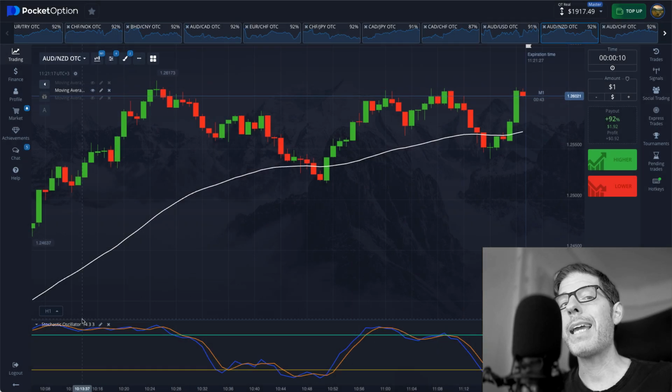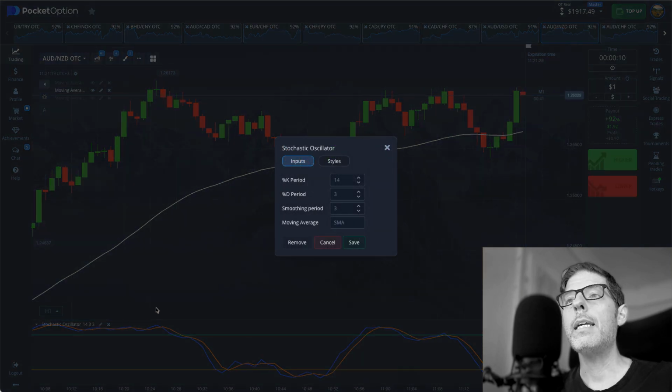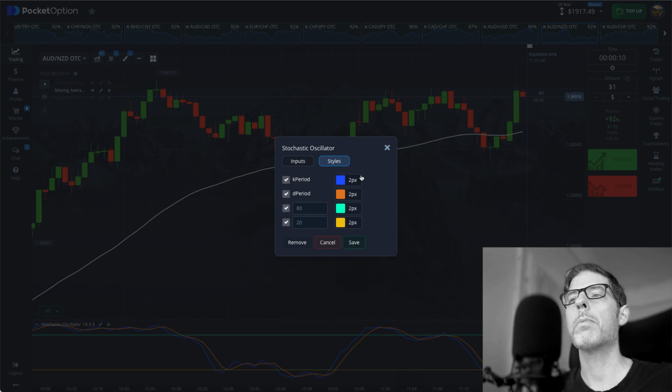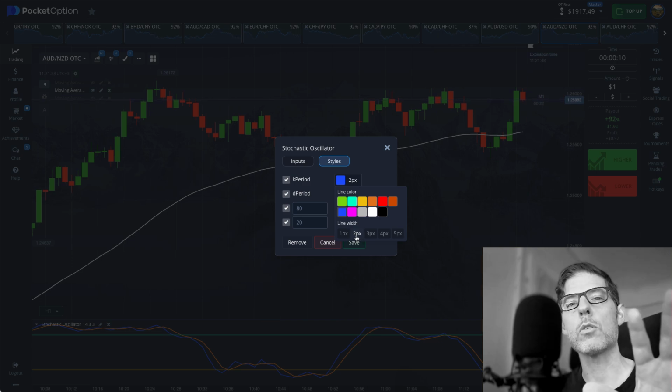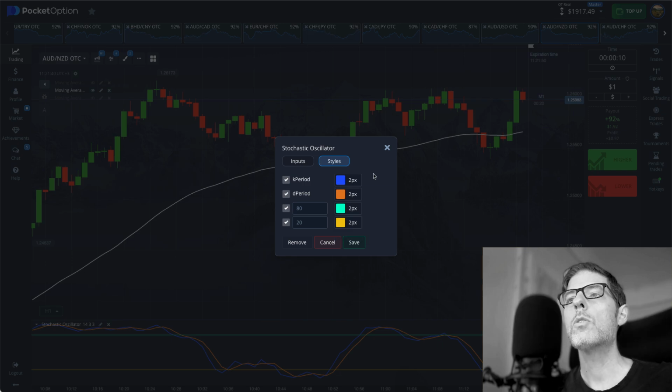Now for the stochastic oscillator, the inputs for this are going to be the default settings. But on the styles menu over here, you don't have to do this, but I just prefer to set the line width for all of the colors. I'm setting this to 2 pixels just to make those colors a little bit brighter. So you don't have to do that. That's completely optional. And I'll go ahead and click on save.